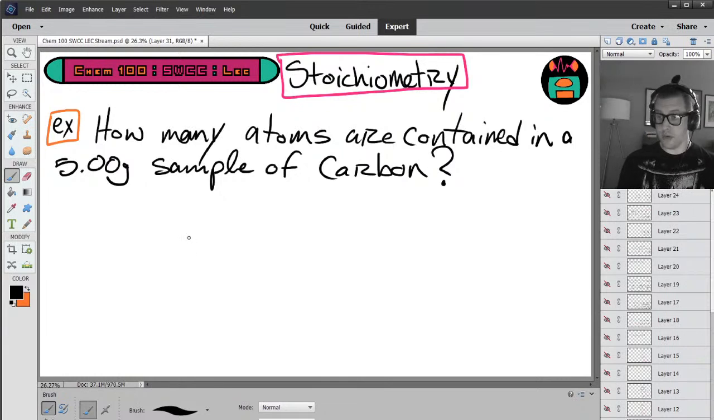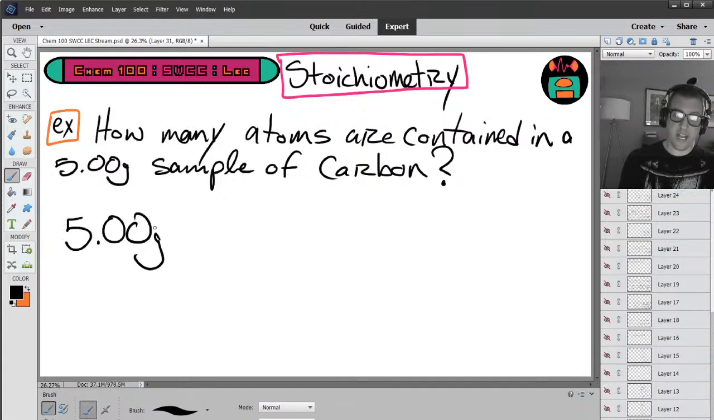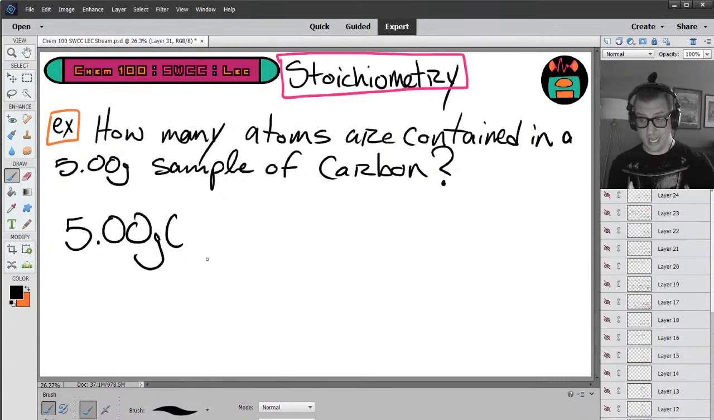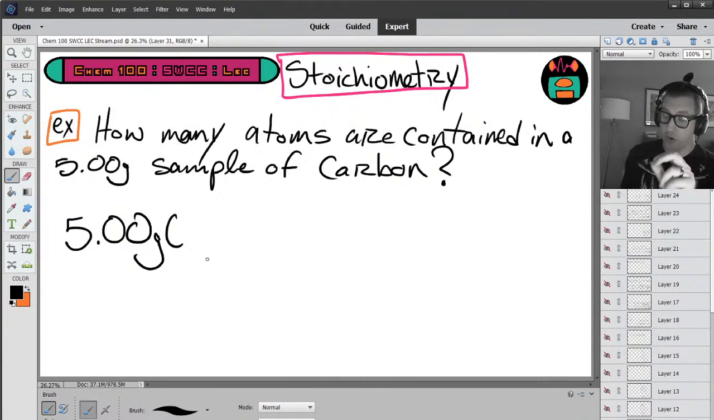This is a unit conversion problem, like we've never seen before. All right? We're given that we have 5 grams of carbon. We want to know how many atoms. Now, there is no direct unit conversion to go from grams to atoms. We do know how to convert from grams to moles. That's with the atomic mass on the periodic table. And then Avogadro's number tells us the number of atoms in moles. So this will be a 2-step unit conversion problem.